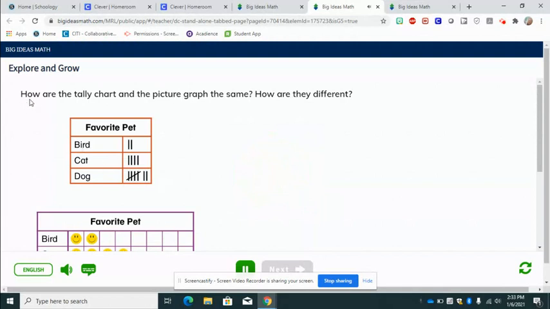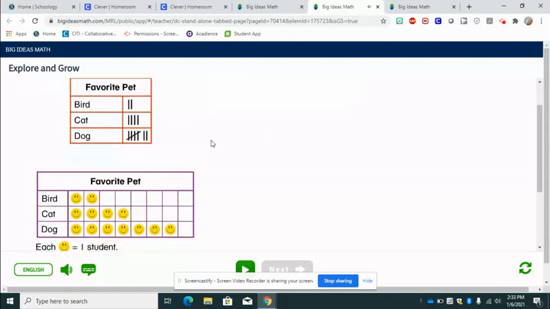We have to say, how are the tally chart and the picture graph the same? How are they different? So the first graph is a tally chart, and the second one is a picture graph. So we're going to look at them, and the title of it is a favorite pet. So we have bird, cat, and dog. In the tally chart, 2 chose bird, and in the picture graph, 2 chose bird as well, because I see 2 smiley faces, and each smiley face equals 1 student.